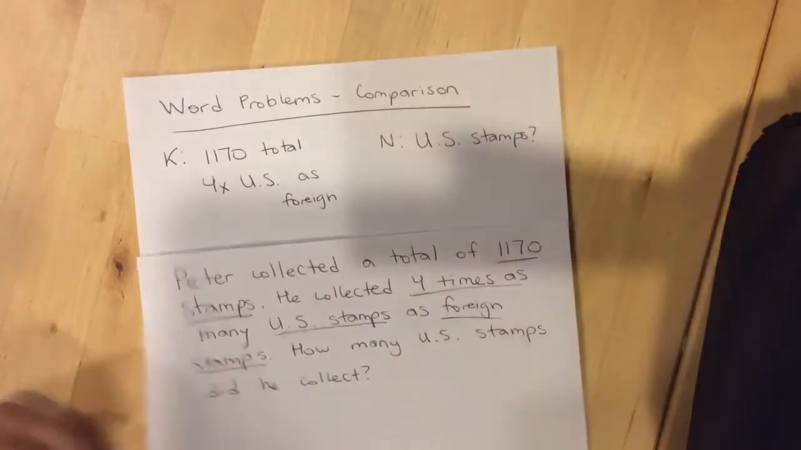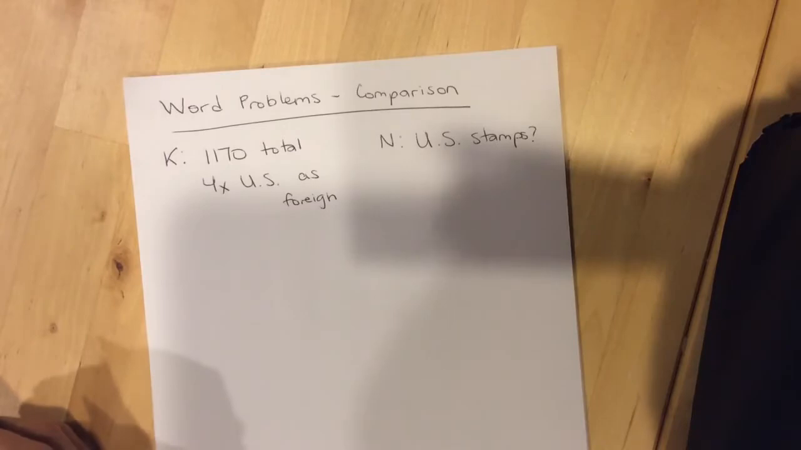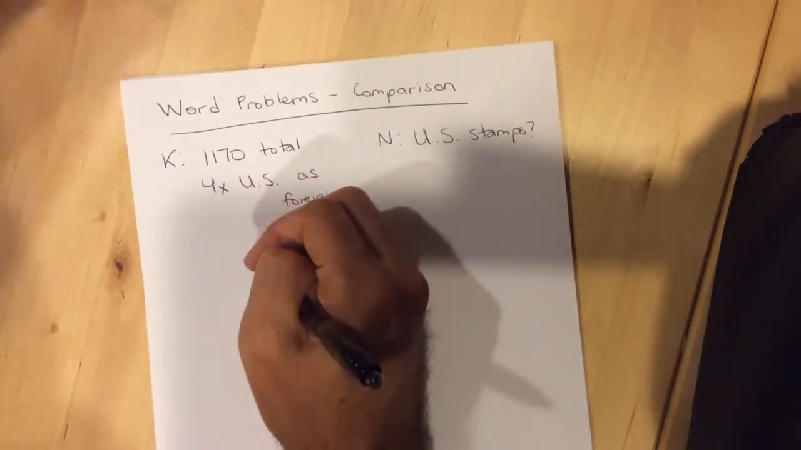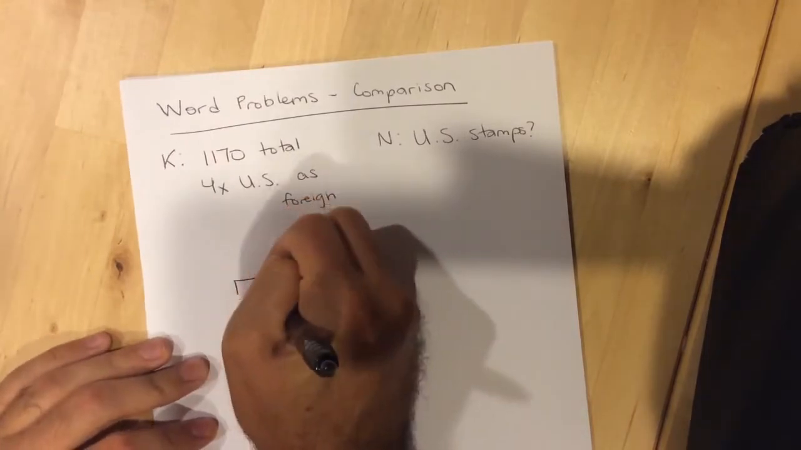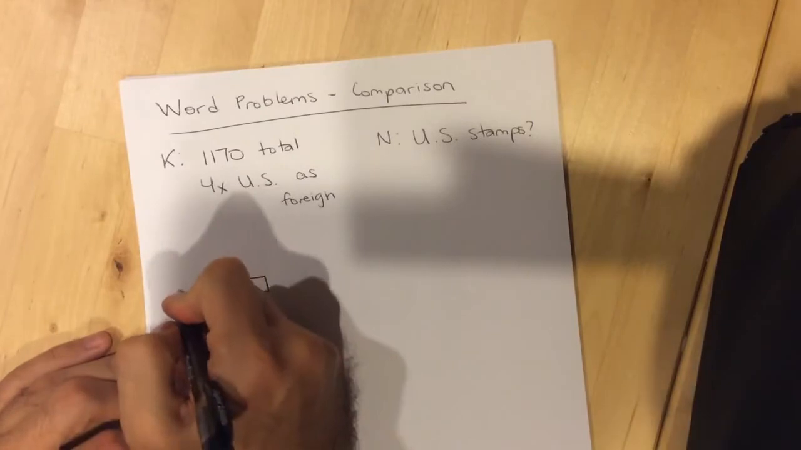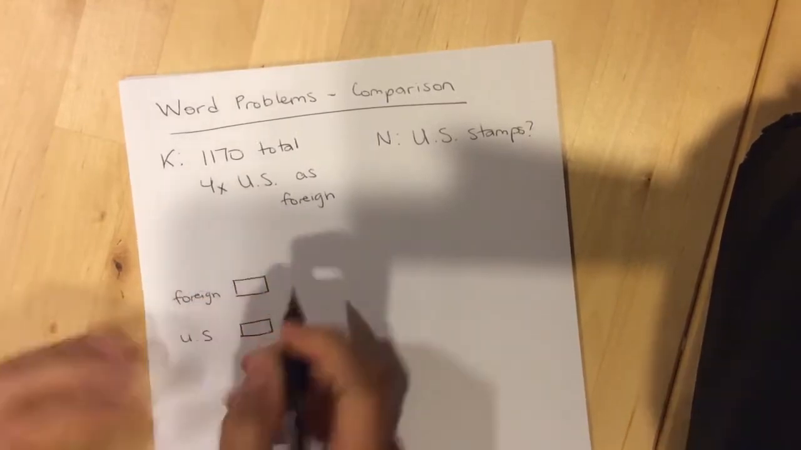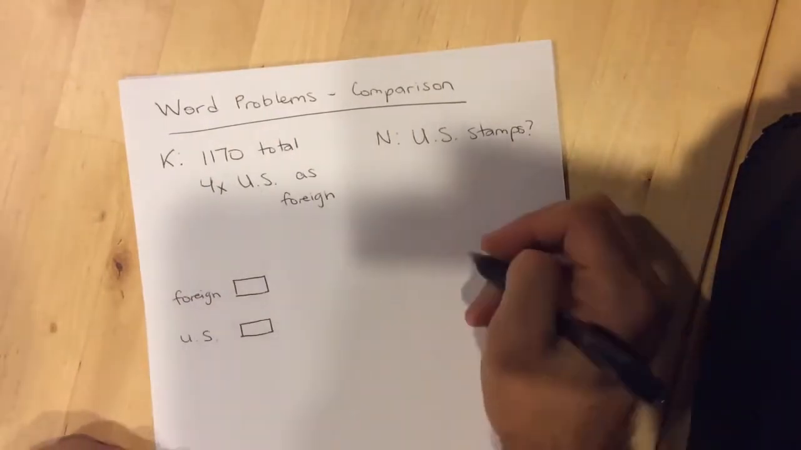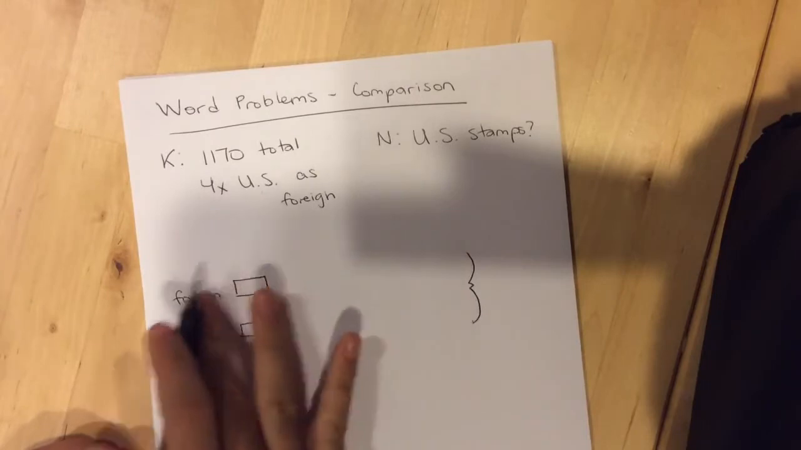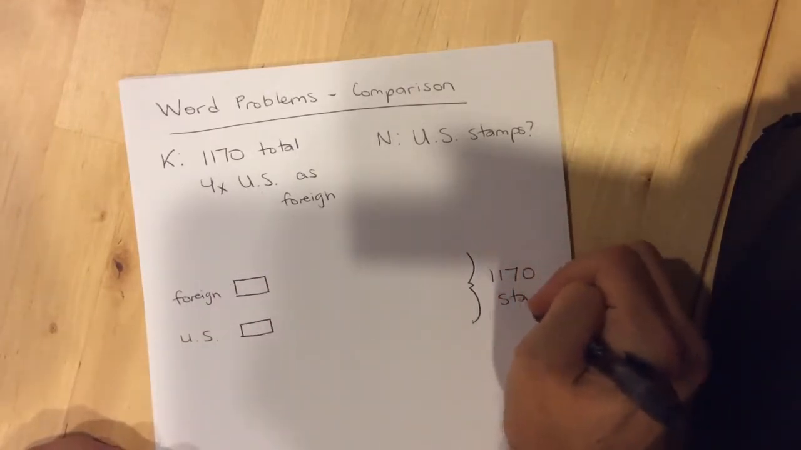So as this is a comparison word problem, first I need to see how many things I'm comparing. In this problem, it happens to be 2, US and foreign. So I'm going to make 2 boxes representing US and foreign. This first box will be foreign, and the second US. I can do it in any order. I also know that the total amount of all the information I will have here is 1,170 stamps. That is my total.